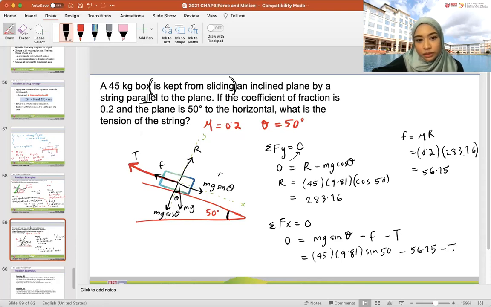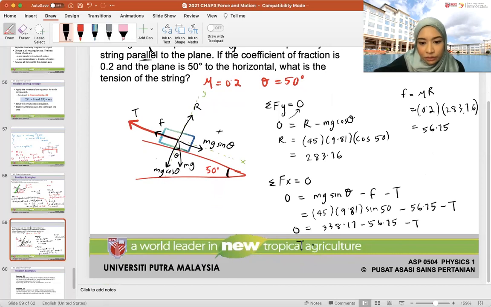Okay, we don't know what our T is. Do we know what is our mg sine theta here? Yes, it should be. So apa jawapannya? 338.17. Yay, thank you. So 338.17 minus 56.75 minus T equals to 0. So you can solve for your T easily. So T is 281.42. Thank you, Sophia. Newton, this is your final answer.